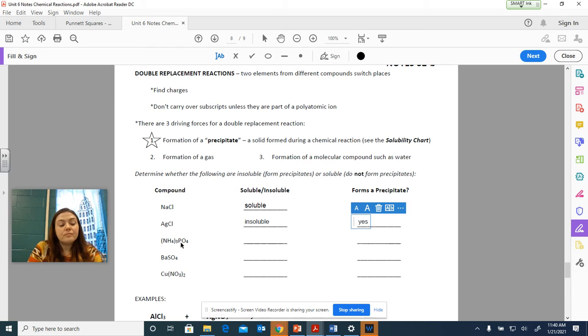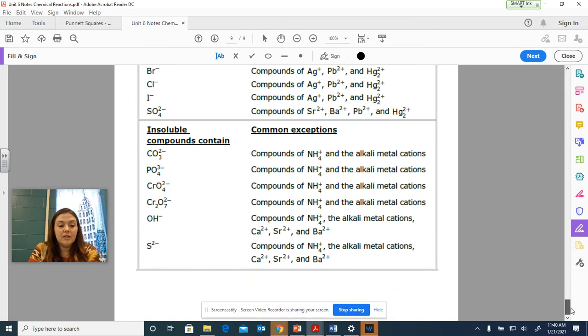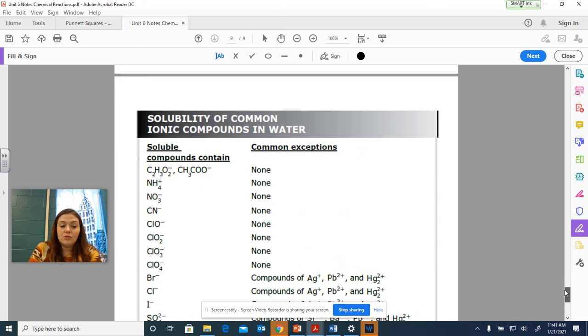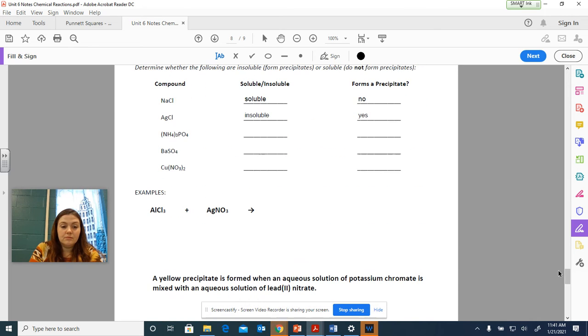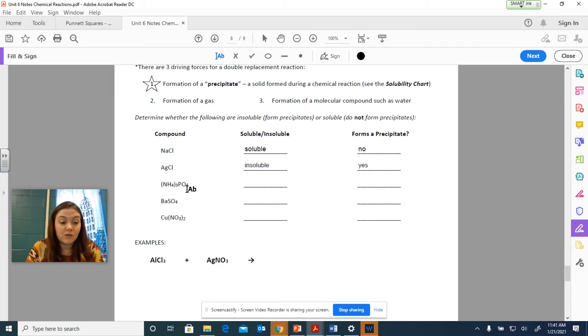All right, let's look at the next one. So we're looking for PO4. Going down, not seeing it. PO4 is in the insoluble list, meaning it's usually insoluble, but it is soluble with ammonium, which is NH4, and alkali metals. So yes, it is soluble. So it's usually not, but it is soluble with NH4. So I'm going to put soluble. And over here, it'd be a no.